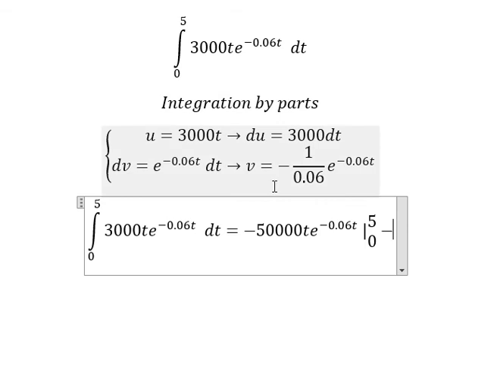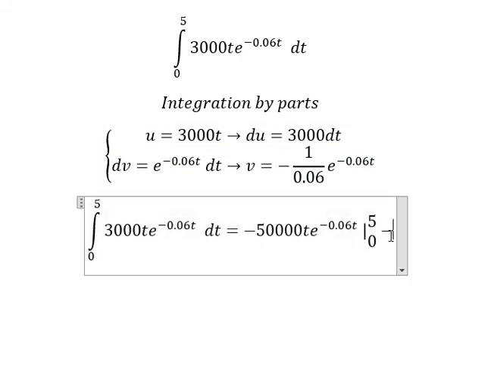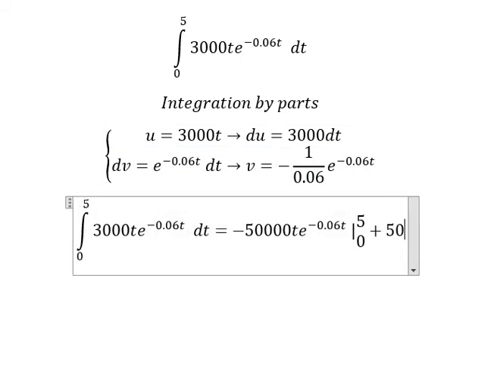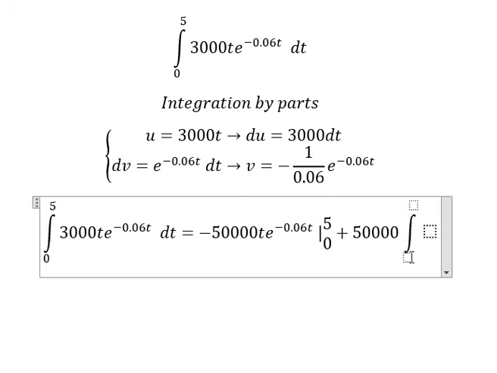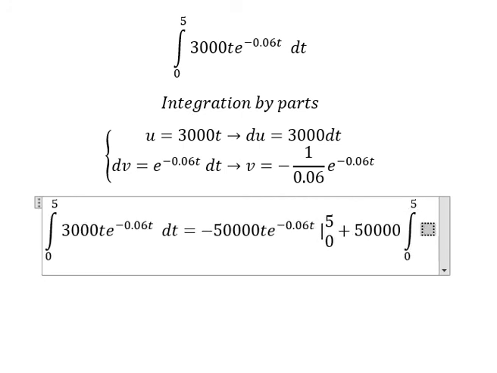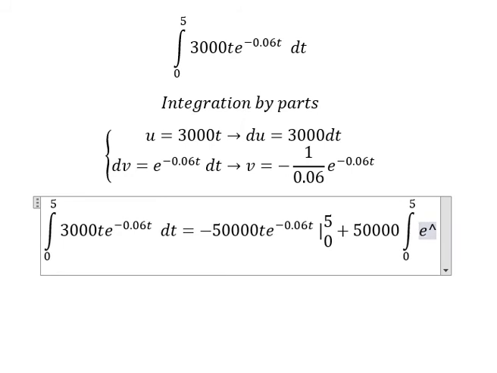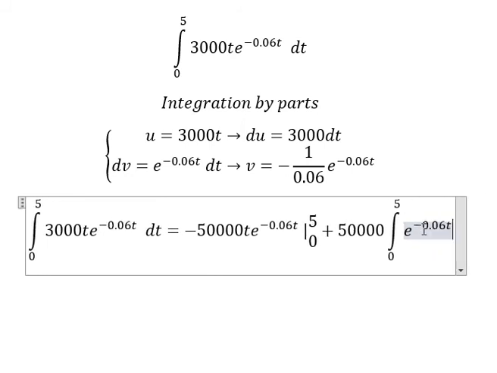We have the u multiplied by v, so we have 3000 divided by 0.06. Because we have the negative sign here, you get positive 50,000. And we have the integration from 0 to 5 of e to the power of negative 0.06t dt.